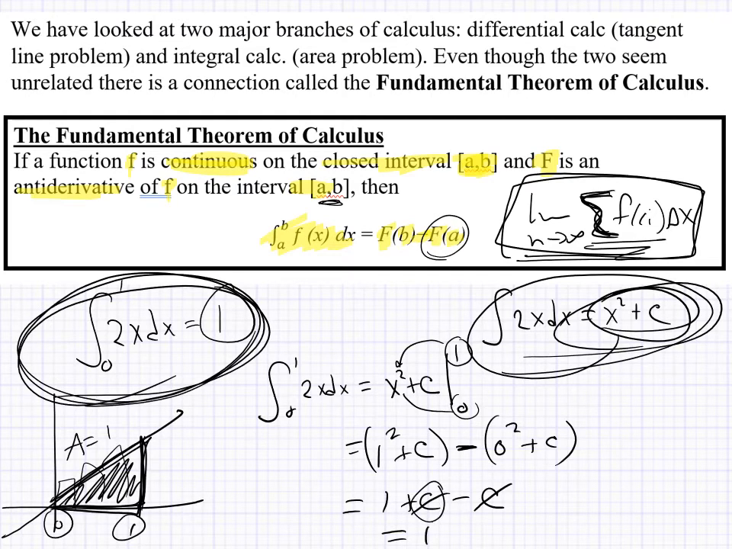Notice that the c's cancel out. No matter what this function was, it would be something plus c. So I'd have something plus c minus something else plus c. Well, this is plus c and this is plus c and this one's being subtracted. That negative is always going to distribute, and this is going to turn into a minus c. So I'm going to have a plus c and a minus c. They're always going to cancel each other out.